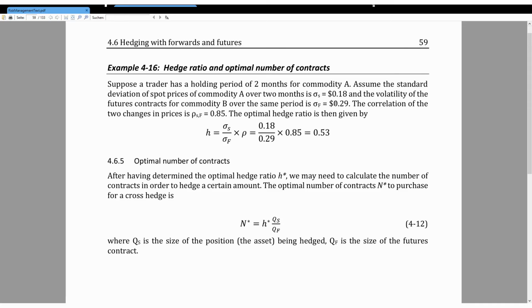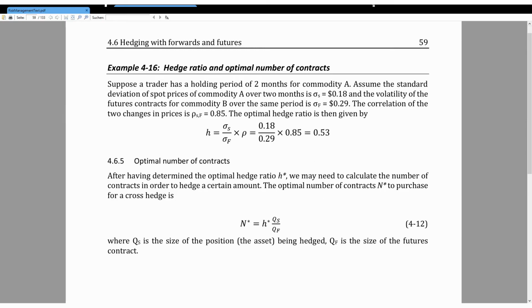The correlation of the two is 85%, which means most of the time they go in the same direction. So they are pretty similar. The optimal hedge ratio is therefore easy to calculate: 0.18 divided by 0.29 times 0.85, and that would be 0.53.